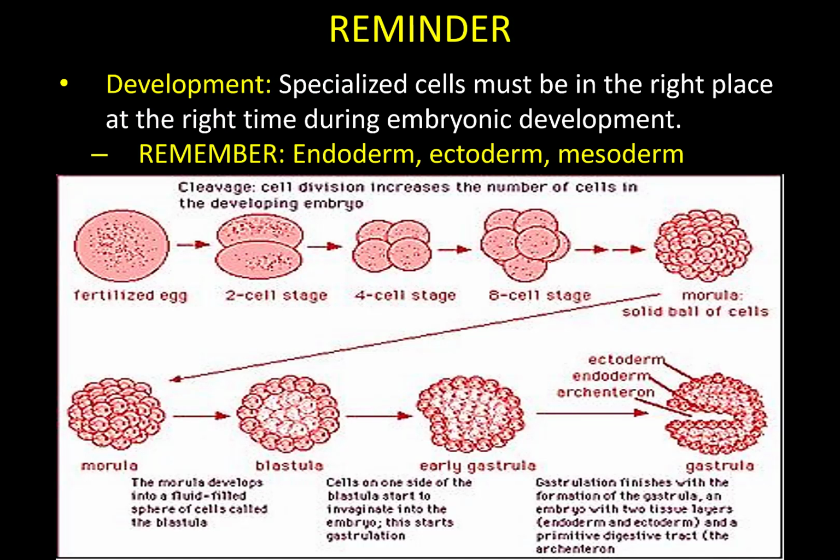Now remember, specialized cells have to be in the right place at the right time during embryonic development to turn into a specific structure. So if you want to be part of the integument, you're going to have to be part of the ectoderm. If you want to be part of the digestive tract, you're going to have to be part of the endoderm during the gastrulation phase of development. If you're part of the ectoderm, you're not going to grow into a digestive organ. You're going to be growing into an integument structure. So location during development matters for cell fate.